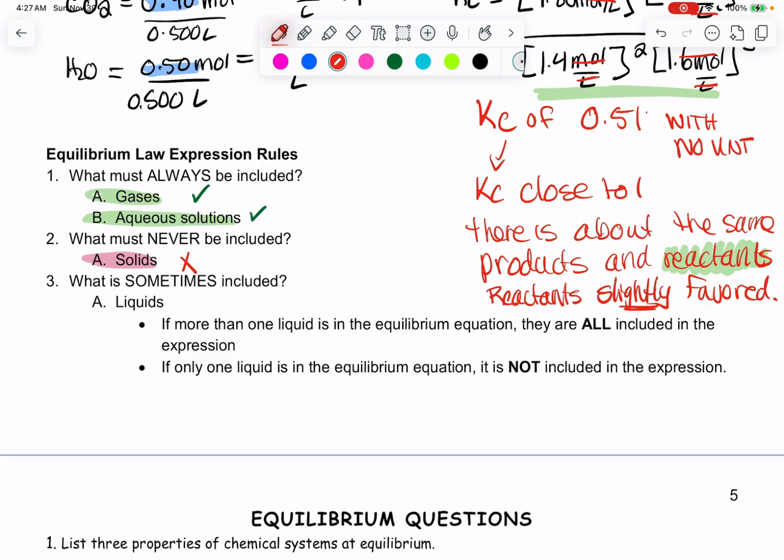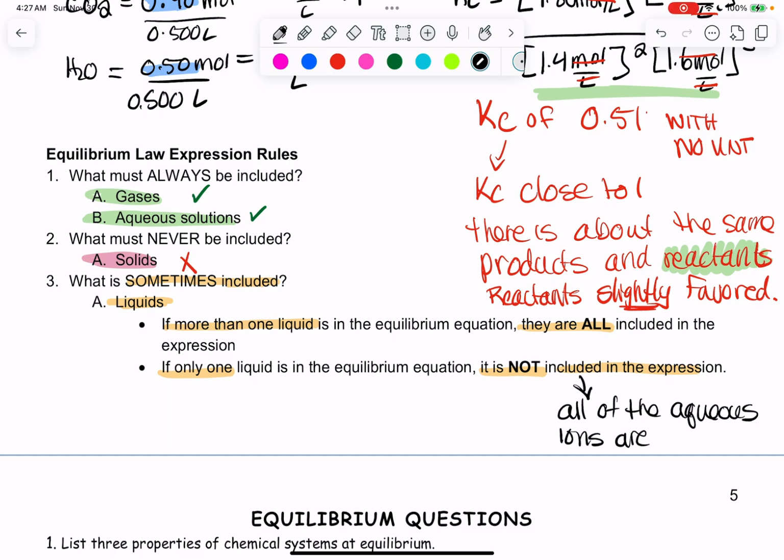And then you sometimes include liquids. If there is more than one liquid, they are all included. If there's only one liquid, it is not included in the expression. So that means something like if all of the aqueous ions are dissolved in water, you would not include water.